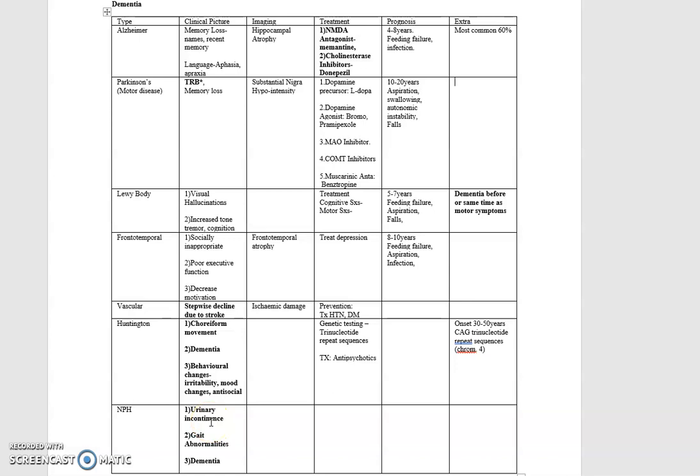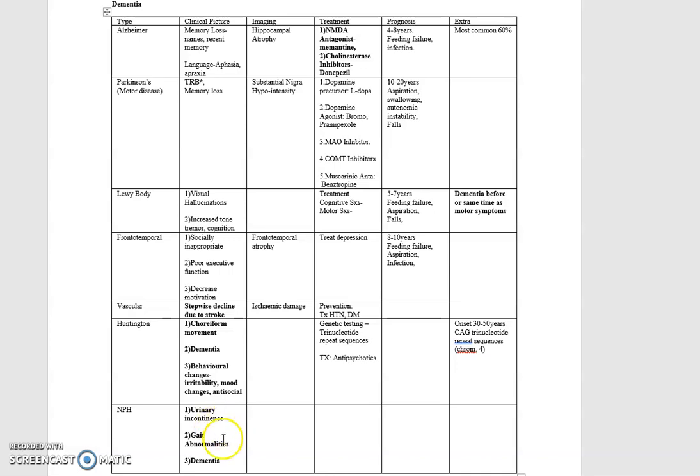Then again, another condition we need to know very closely. We need to know the constellation of symptoms in normal pressure hydrocephalus. What happens is you have a patient with gait abnormalities, having problems with mobility. You might have a scenario of an elderly man with problems with mobility. He also has some memory loss and he also has urinary incontinence. When you see this constellation of symptoms, the answer is normal pressure hydrocephalus.